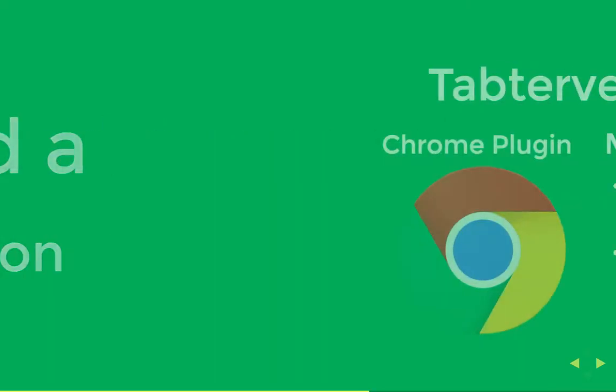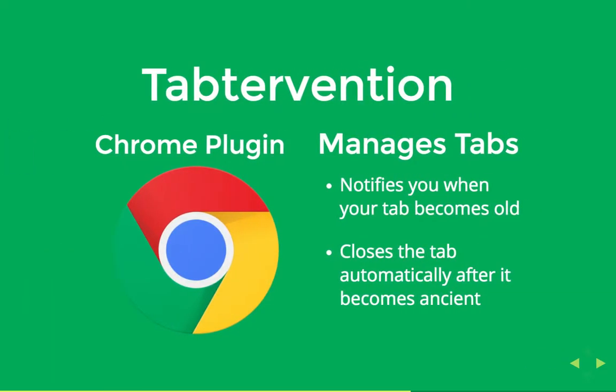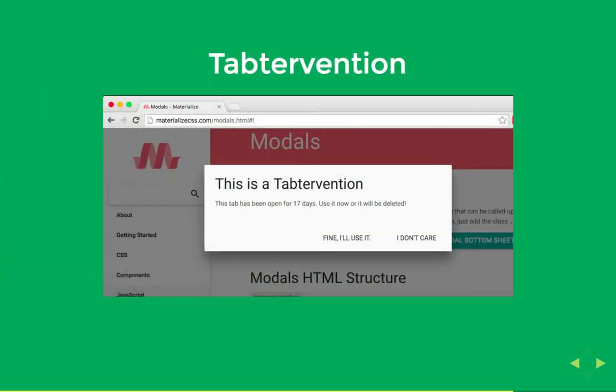So my project is Tab Prevention. It's a Chrome plugin. It manages your tabs. It notifies you when a tab becomes old, and then it closes the tab automatically after it becomes what we call ancient. And you can customize what the system considers to be old and what it considers to be ancient. And so here's a screenshot of Tab Prevention in action.